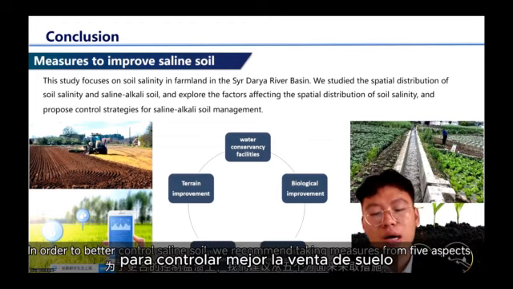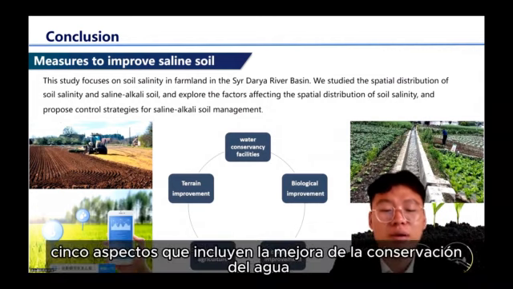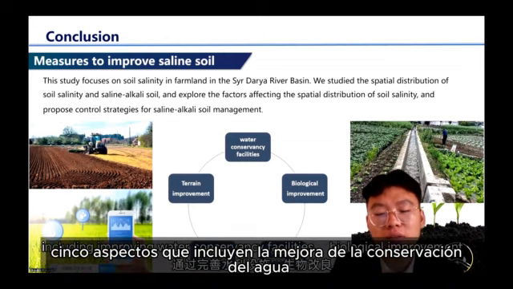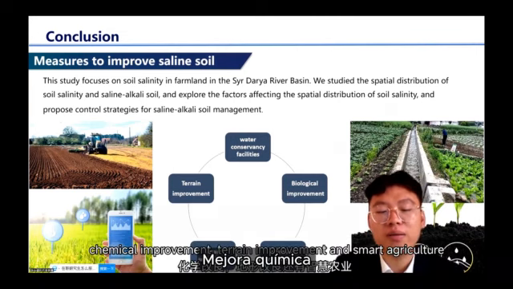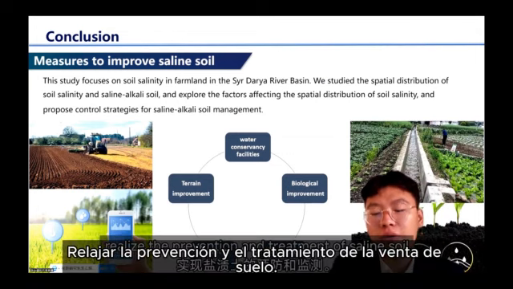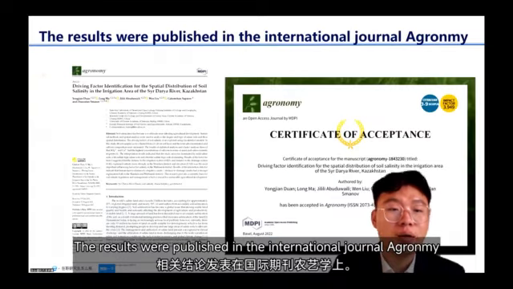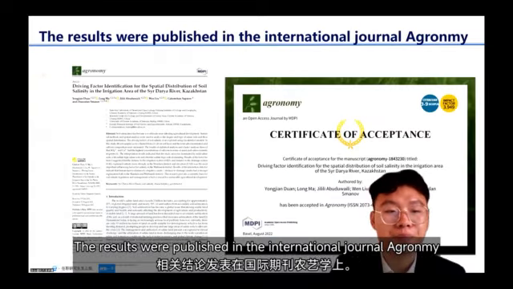In order to better control saline soil, we recommend taking measures from five aspects, including improving water conservation facilities, biological improvement, chemical improvement, terrain improvement, and smart agriculture, to realize the prevention and treatment of saline soil. The results were published in the International Journal of Agronomy.